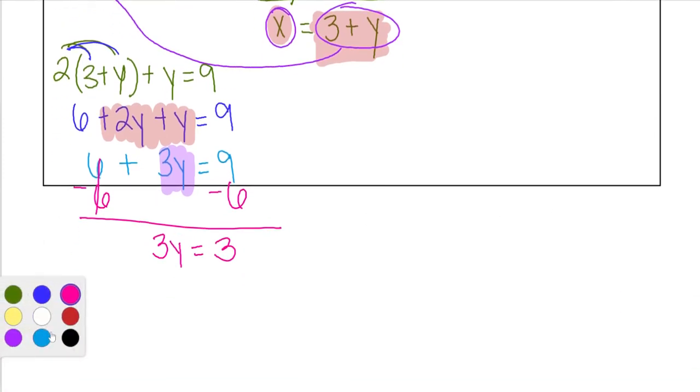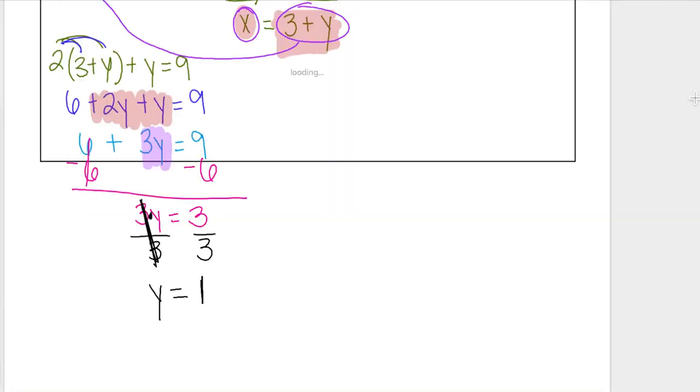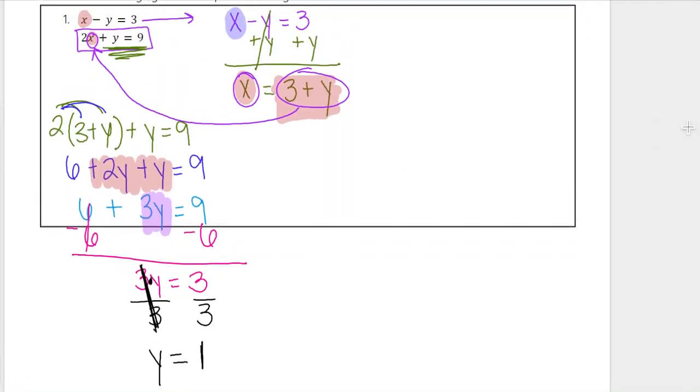At that point, I can go ahead and divide both sides by 3. I chose to do that because 3 times y is already there. The opposite of times 3 is divided by 3. So this 3 and this 3 simplify to a 1, or cancel out, and we just get y equals 3 divided by 3, which is 1. So the y coordinate of the solution to this system is 1.